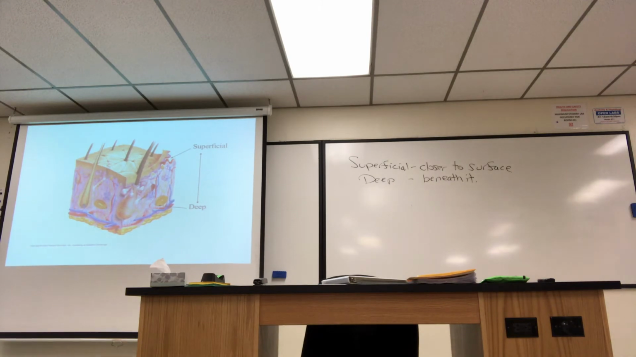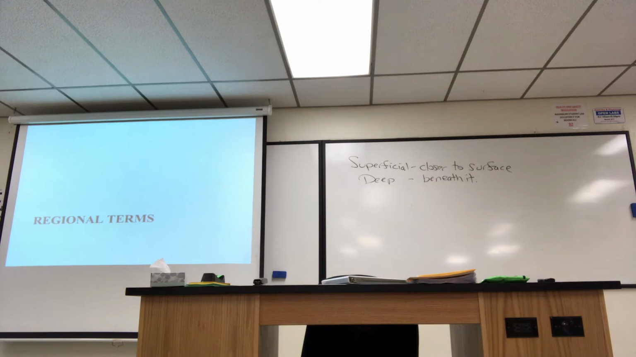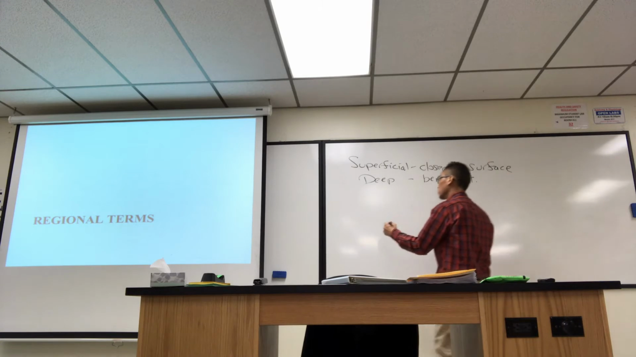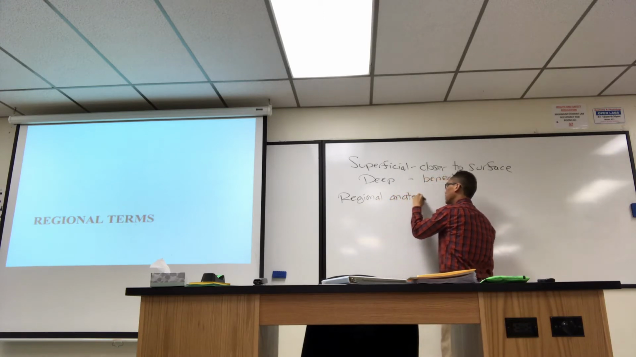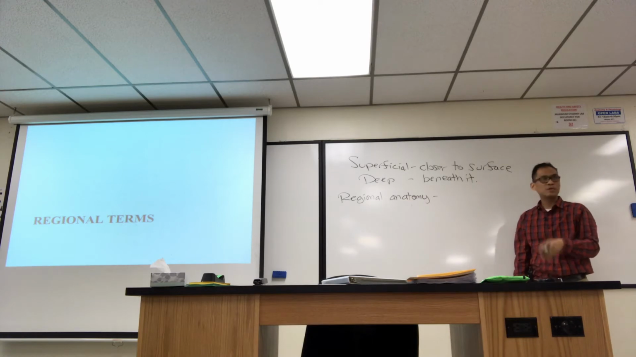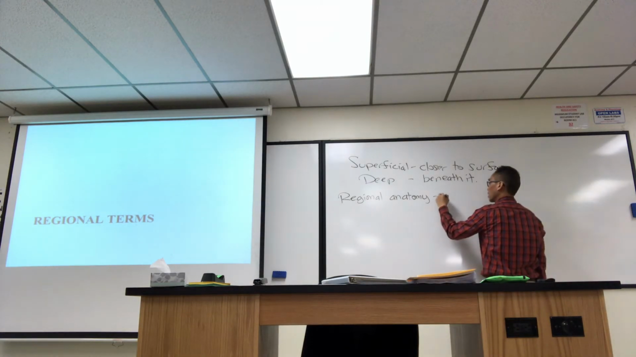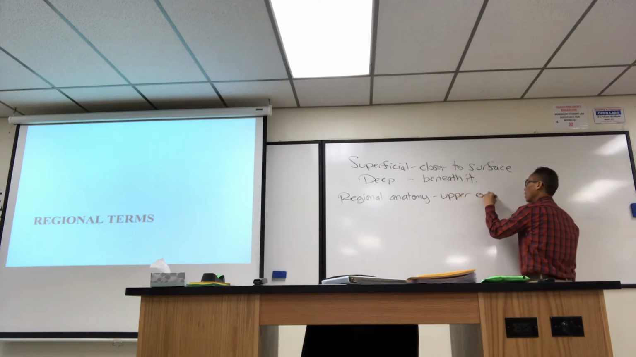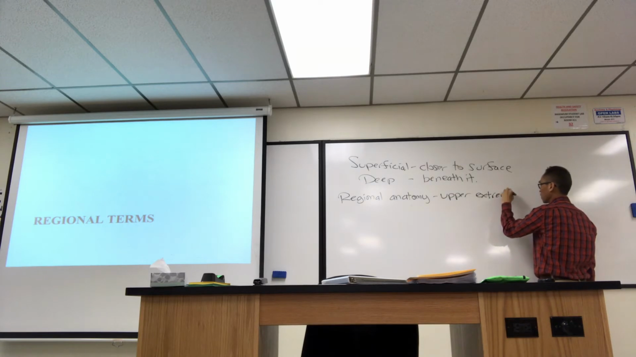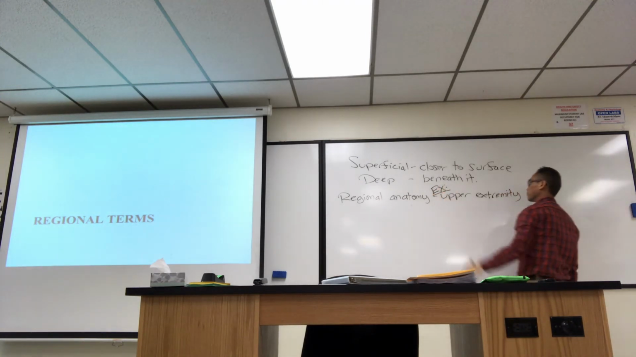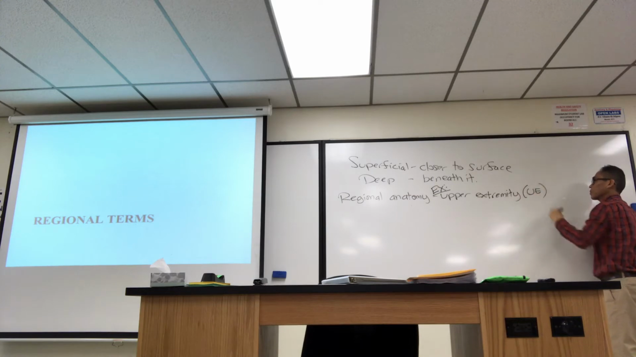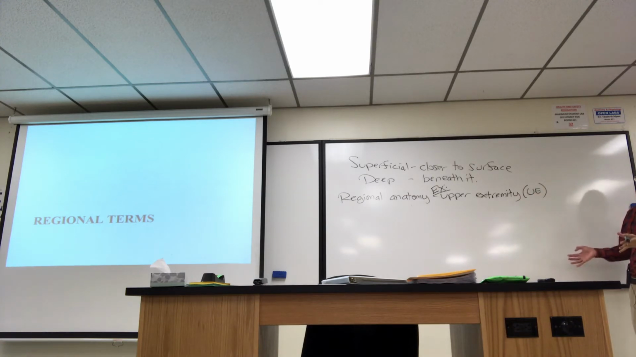Superficial, deep. There's also this thing called regional terms, because there's two styles of anatomy that you could learn. One is regional, one is systemic. Let me define those. I didn't do that before. Regional anatomy is a method of studying the human body where you just go region to region. Say, for example, you want to study the upper extremity, UE for short. Well, a regional approach is you study everything in that region, everything that's there.